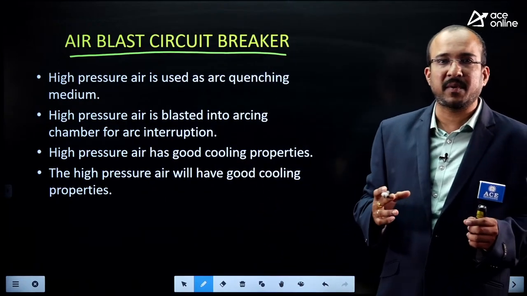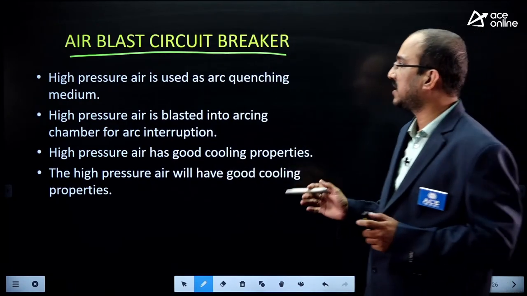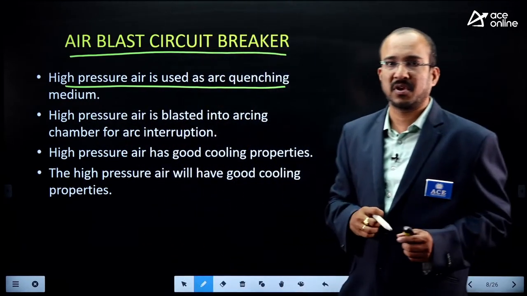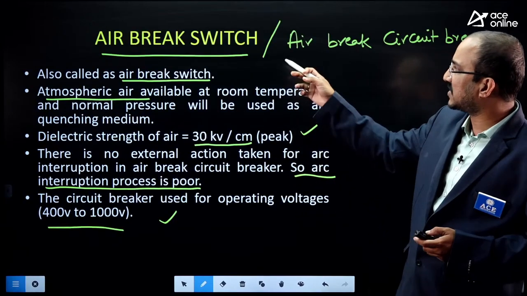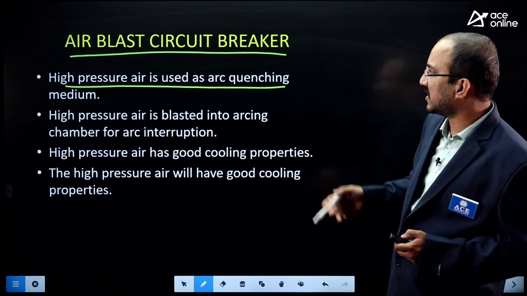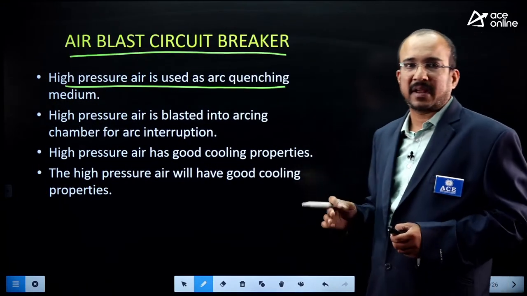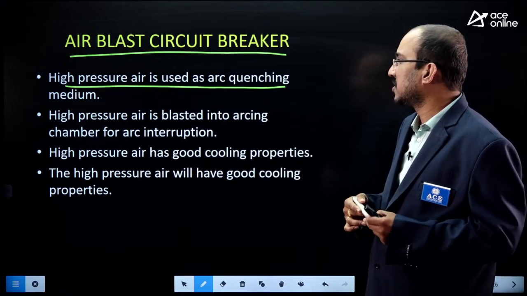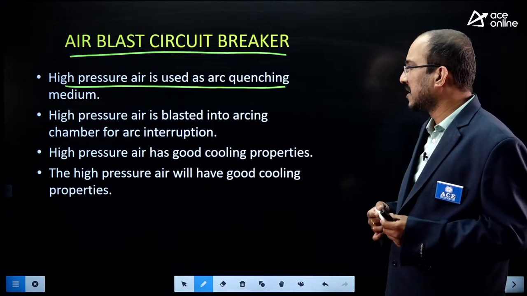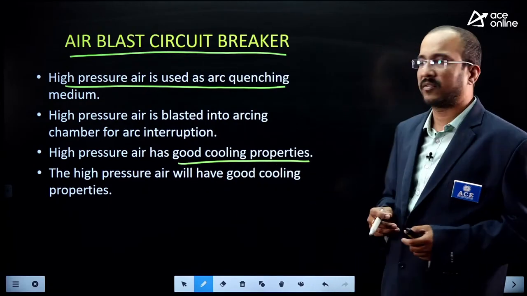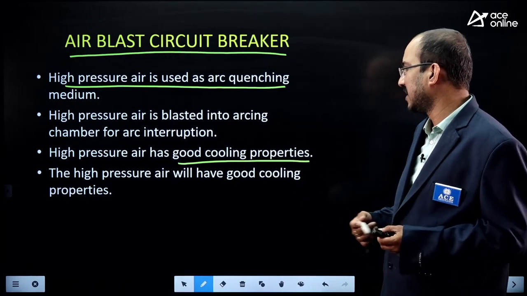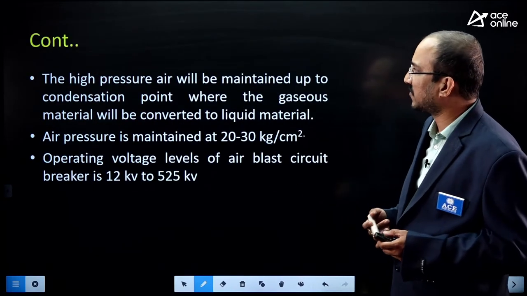So, in air blast circuit breaker, high pressure air is used as arc quenching medium. Here, pressurized air is used. In case of air brake switch or air brake circuit breaker, room temperature air is used for arc quenching. In case of air blast circuit breaker, pressurized air is used. Once the high pressure air is used for quenching of arc, it will have good cooling properties, so that arc can be quenched quickly.